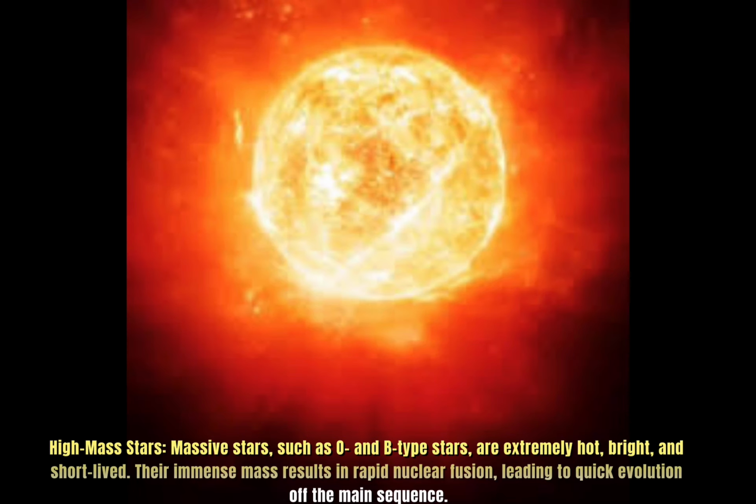High-mass stars: massive stars, such as O and B-type stars, are extremely hot, bright, and short-lived. Their immense mass results in rapid nuclear fusion, leading to quick evolution off the main sequence.